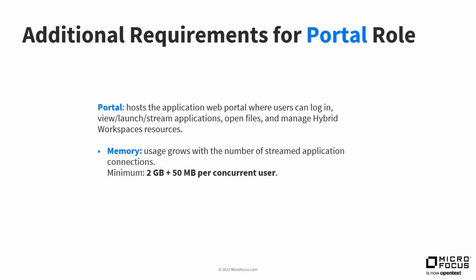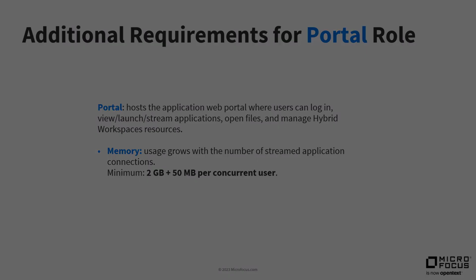The portal role. The portal hosts the application web portal. So when you type in the address for your Turbo Server, you will see the portal where you launch applications. The portal also has access to any cloud storage provider integrations and other Turbo resources. The memory usage grows with the number of streamed application connections. At a minimum, you would want 2 gigabytes of memory plus 50 megabytes per concurrent user.